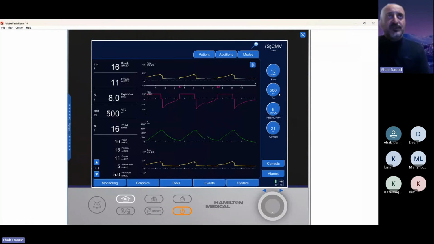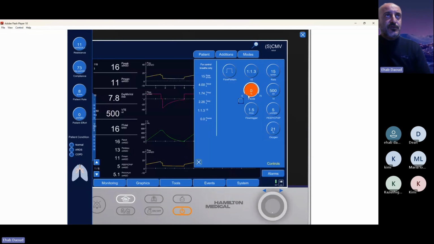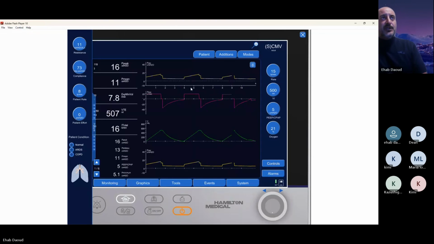So again, this is our patient with a tidal volume of 515. So let's make that patient totally passive, zero effort. And I want you to notice what happened to the airway pressure. Let's just pause this so it becomes more obvious. And you will see a nice straight triangle up here.